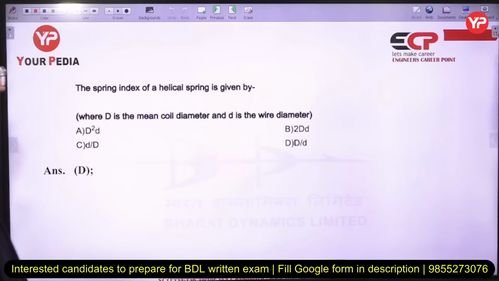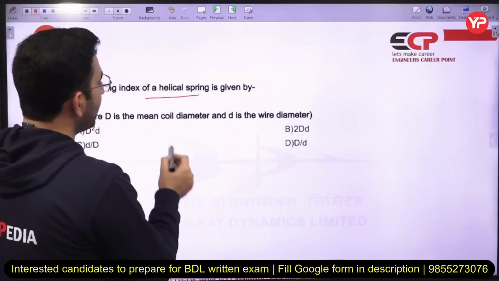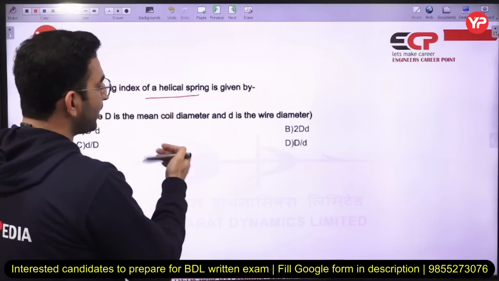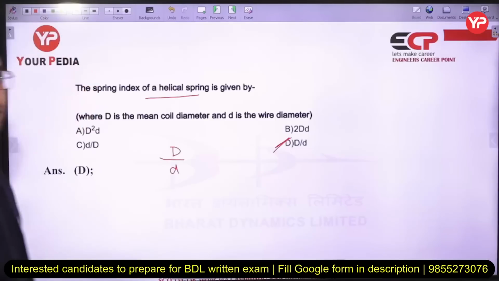Next part, the spring index of a helical spring, that is a very simple case here. The spring index of a helical spring is defined as the ratio of the spring diameter to the wire diameter here. So option number D is going to be the correct answer in this case.